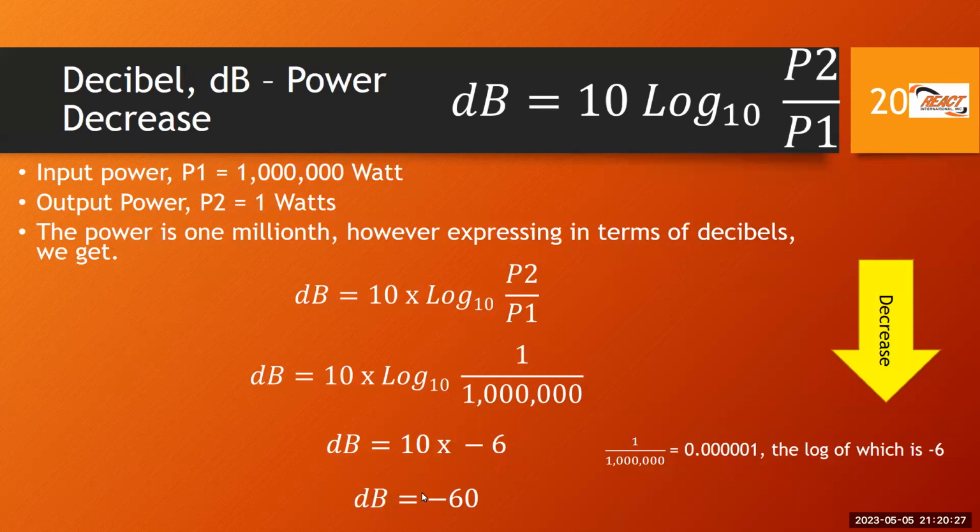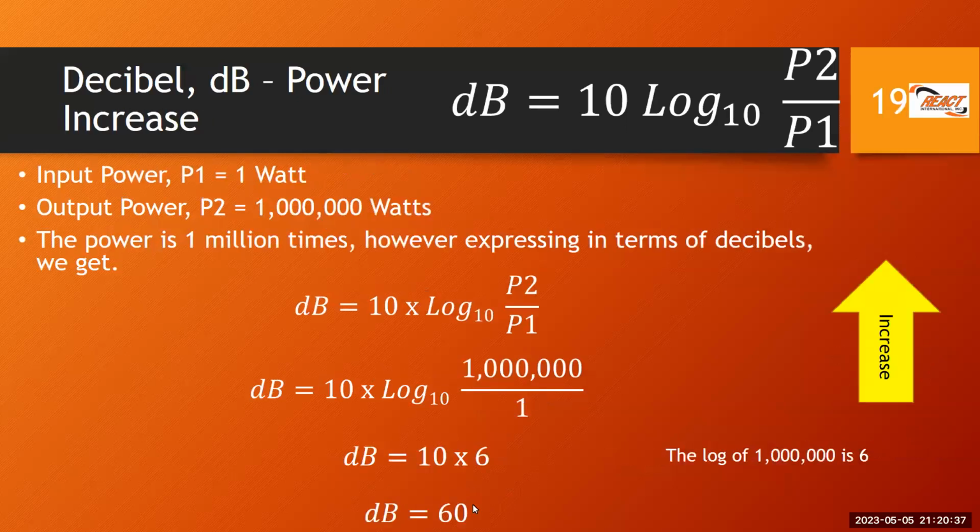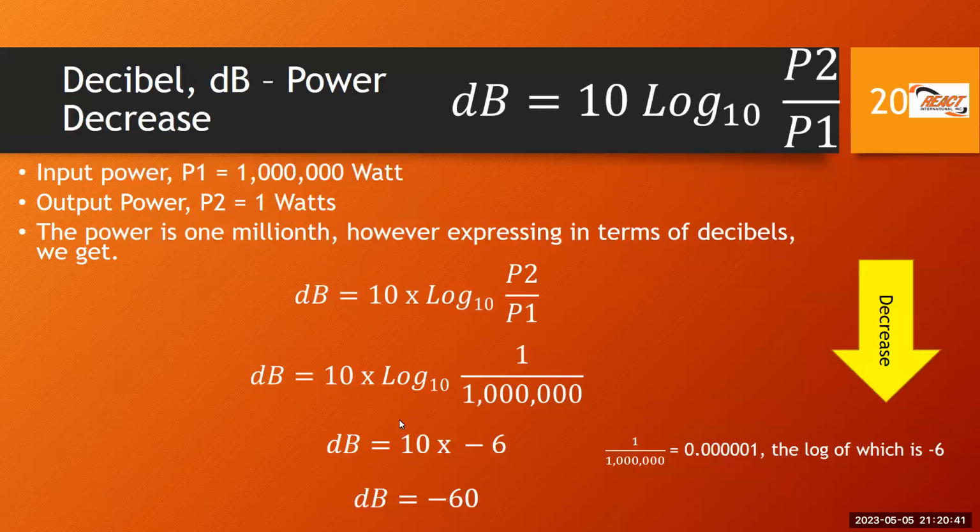And dB, therefore, 10 multiplied by -6 is -60. So notice that a million times we have a 60 dB gain. And if it's 1 millionth, it's -60. So hopefully you're starting to get a pattern here.